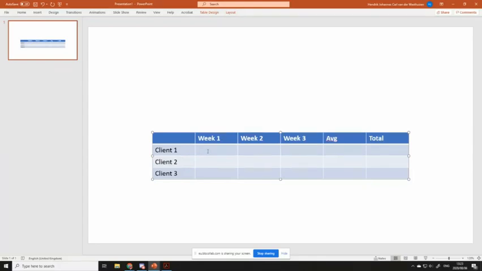So for client 1, let's say client 1 weighs 95 kilograms in week 1, the first week that he's being weighed. In week 2, the client weighs 100 kilograms, and in week 3, the client weighs 105 kilograms. Then for client 2, weighs 80, 82, and 84. And for client 3, let's go 75, 72, 78. Let's actually make this one 78.